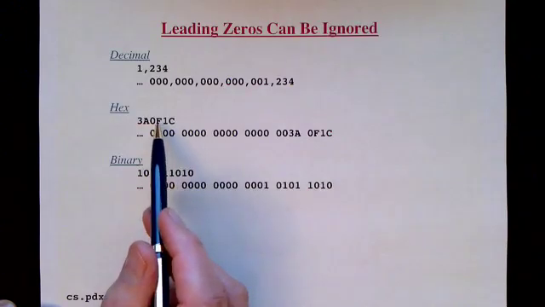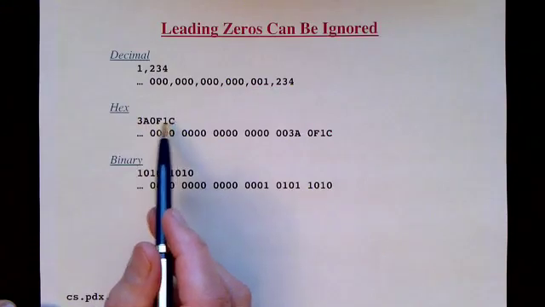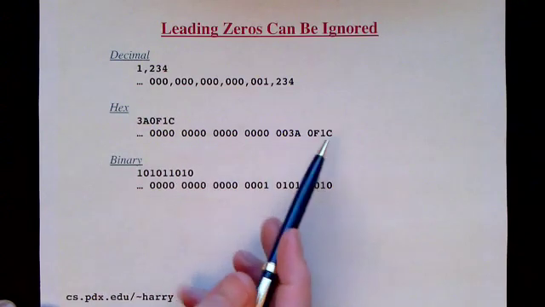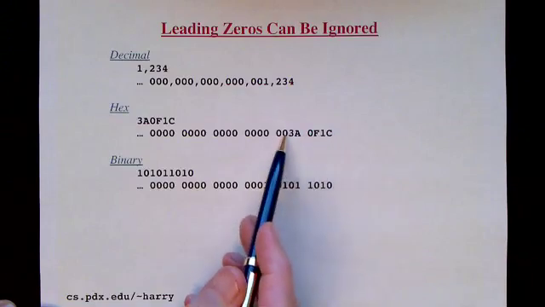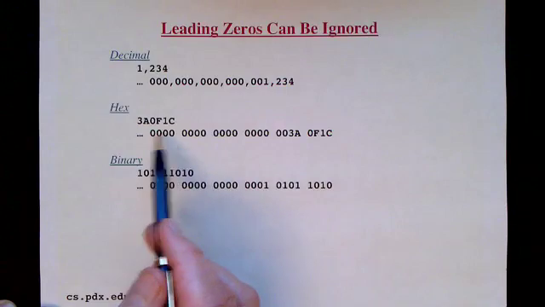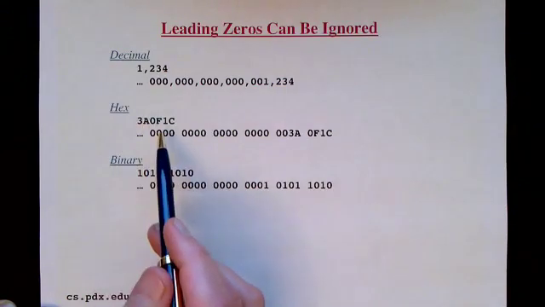So here we've represented one number using 6 hex digits. How many bytes is this? 1, 2, 3 bytes. And here we've represented the same number using 1, 2, 3, 4, 5, 6, 7, 8, 9, 10, 11, 12, and possibly more bytes. The leading zeros are not significant. These are both the same number.